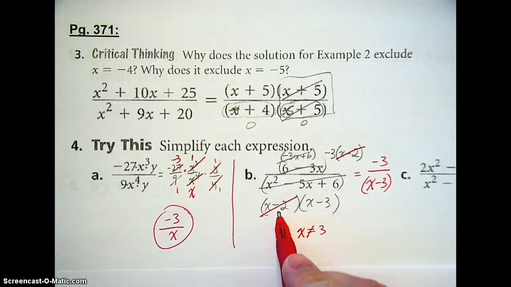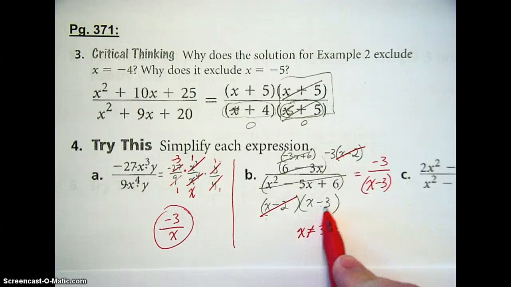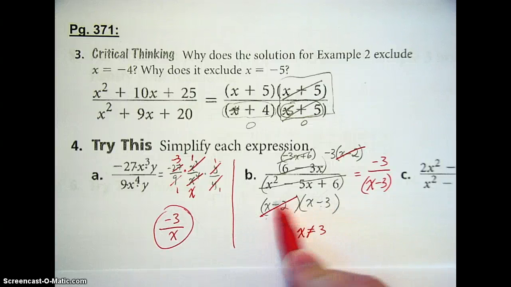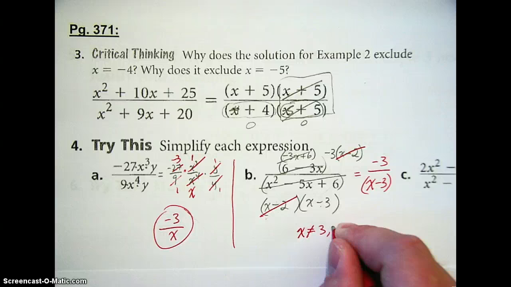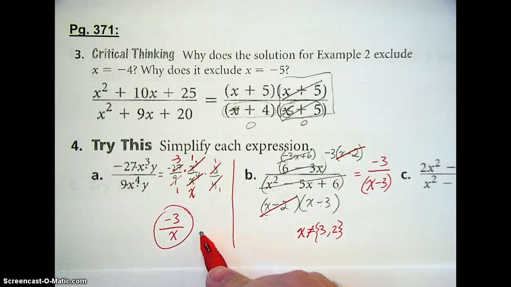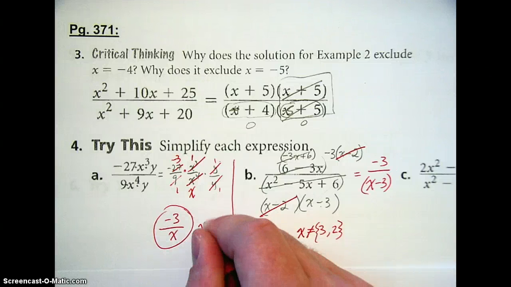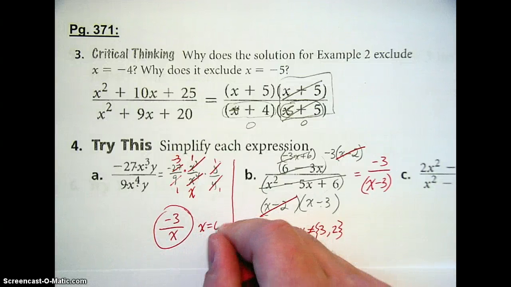At any point, if it'll make a 0 on the bottom, you've got to list it as a restriction. So it can't be 3 because that'll make 0, and it can't be 2 because that'll make a 0. Those are our restrictions. If it is, then it's undefined. So we didn't list a restriction over here. We should have. What can x not be? 0. X cannot equal 0.